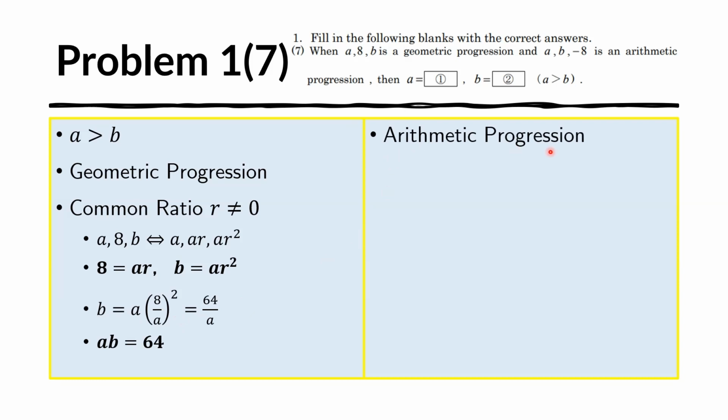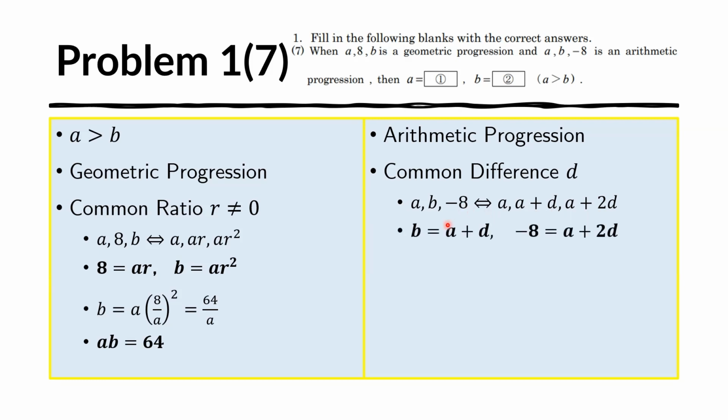Now for the arithmetic progression, let's assume that the common difference is d. And now for this common difference, we can have the given arithmetic progression to be equal to a, which is the first term, and then we add a d, which is the second term. So a plus d is b. And we add another d. So a plus 2d is the third term, and this must be negative 8. And we just write that down: b equals a plus d, and negative 8 equals a plus 2d.